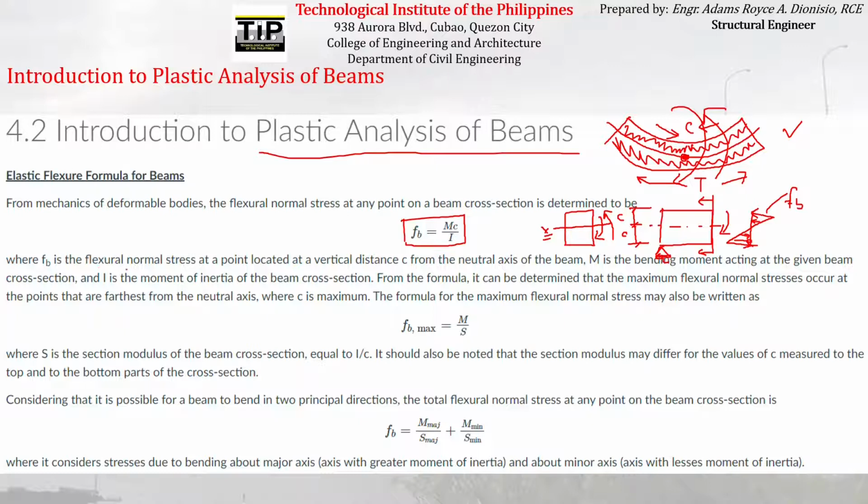Where FB is the flexural normal stress at a point located at a vertical distance C from the neutral axis of the beam. M is the bending moment acting at the given beam cross section, and I is the moment of inertia of the beam cross section. From the formula, it can be determined that the maximum flexural normal stresses occur at the points that are farthest from the neutral axis, where C is maximum. The formula for the maximum flexural stress may also be written as this formula. This formula and this one are equivalent.